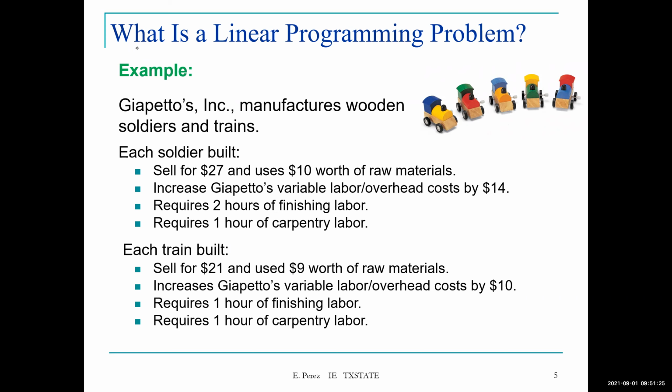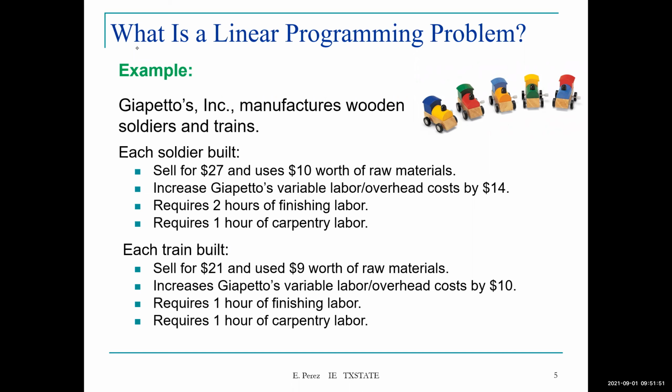They have different prices. So for one, you can sell for $27, for the other one, $21. But at the same time, one of them is more expensive in terms of the raw materials and also in terms of the labor that you have to use to manufacture those. It also has 2 hours of finishing labor, where the other one has only 1.